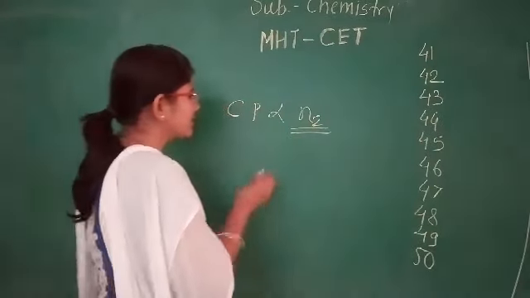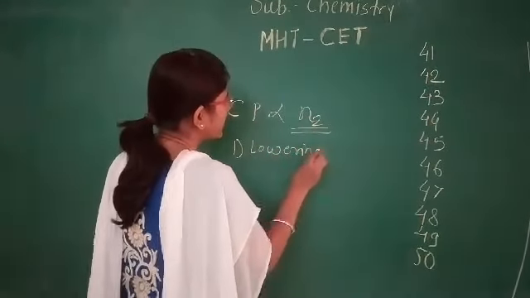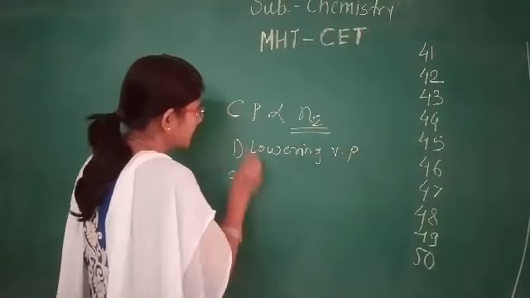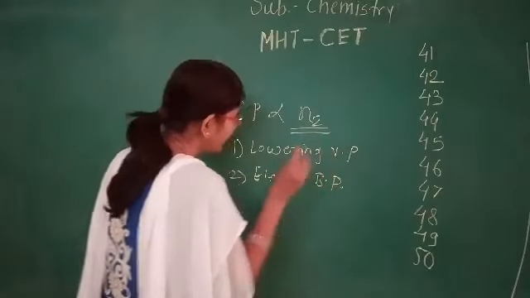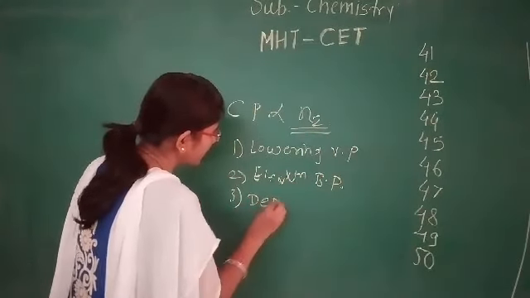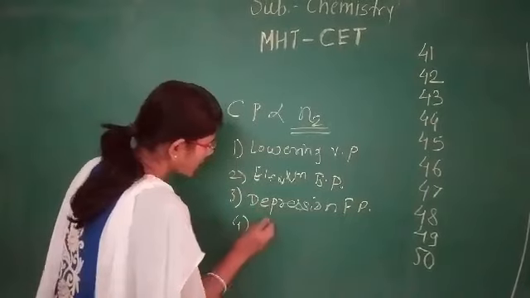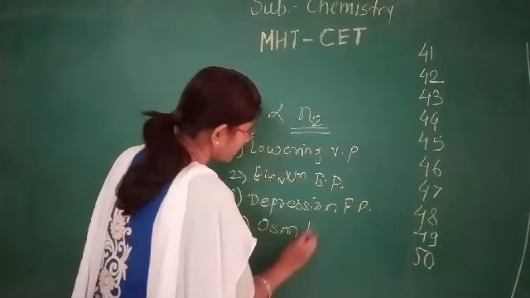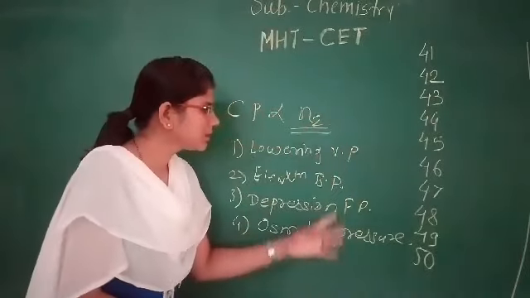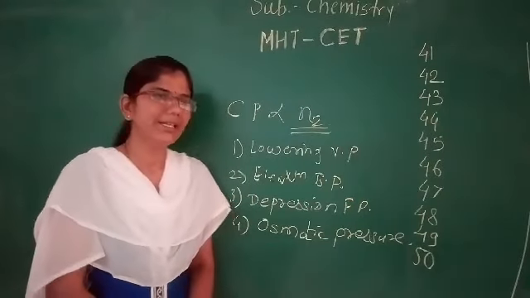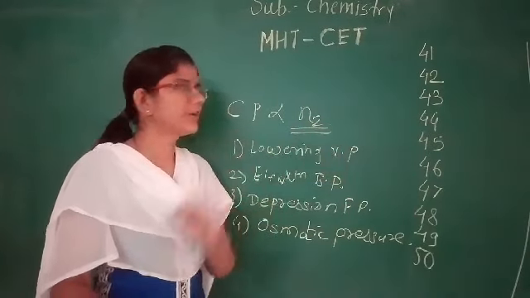And therefore we have studied the four colligative properties: the first one is lowering of vapor pressure, the second one is elevation in boiling point, the third one is depression in freezing point, and the fourth one is the osmotic pressure. We have studied these four colligative properties in the regular lecture. The first one is the lowering of vapor pressure.